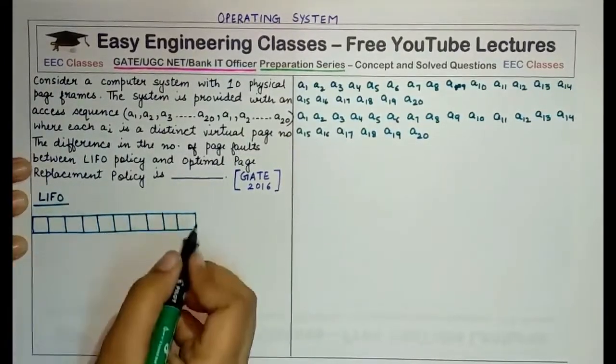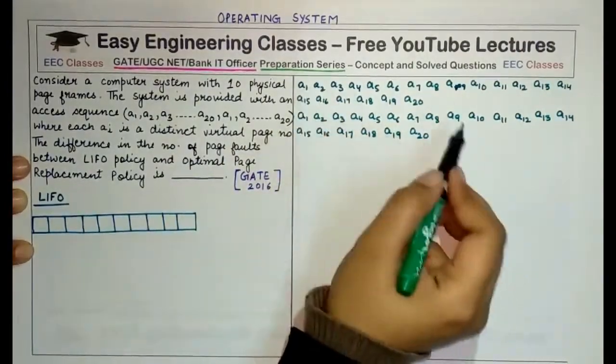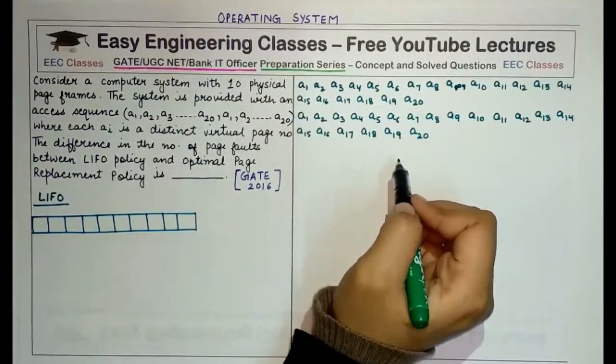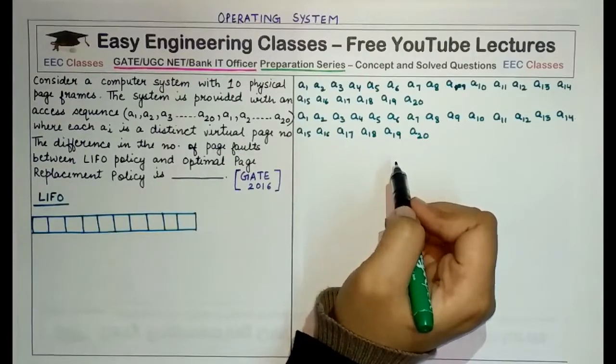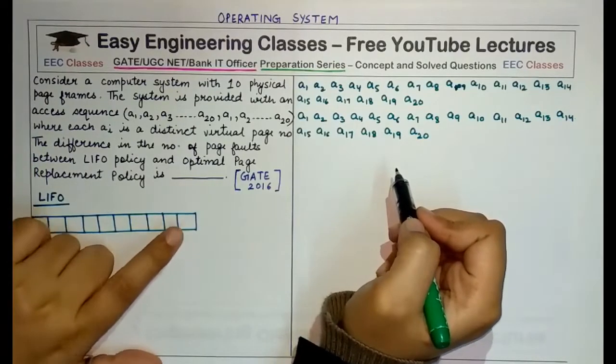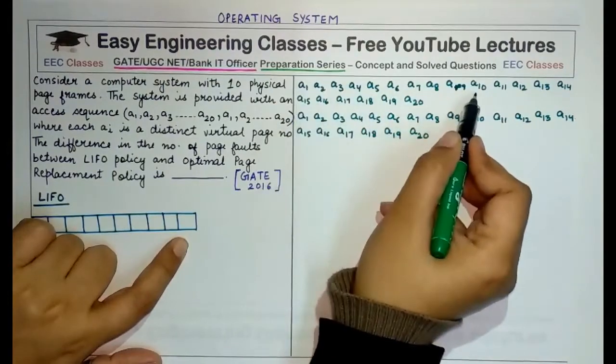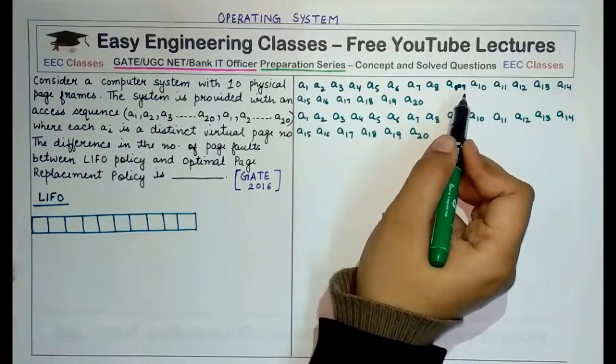Alright, so these are 10 empty frames, and initially we have to put all these pages in them and service these requests one by one. At some point some replacements would be required, but since initially all these 10 frames are empty, we can safely put A1 to A10 into them one by one.